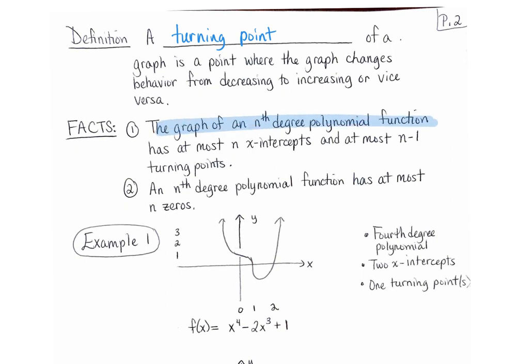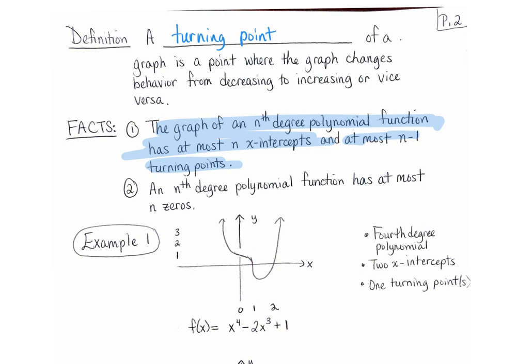The graph of an nth degree polynomial function has at most n x-intercepts and at most n minus 1 turning points. So it can have the degree minus 1 turning points. Okay, so for example, if you have a degree 3 polynomial, how many x-intercepts can it have at most? X-intercepts? No, 3. 3, right? And how many turning points at most? 2. You got it. Okay?